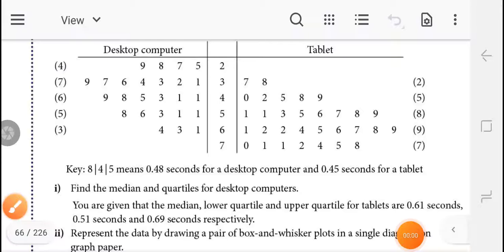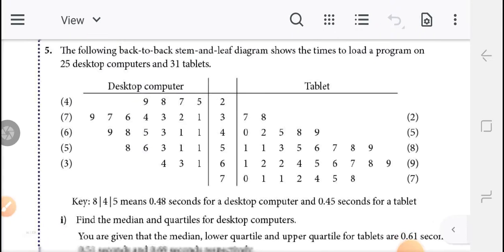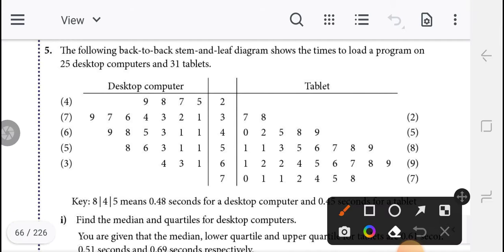In this question we're supposed to find the median and the quartiles for the desktop computers. The question says the diagram shows the times to load a program on 25 desktop computers and 31 tablets. The median is the number that is in the middle if you arrange a set of numbers in ascending order. In this case, we have 25 computers. So the number that is in the middle is the 13th number, right?